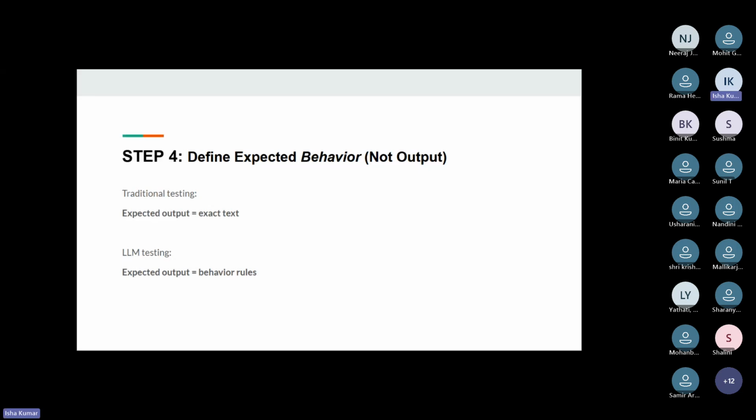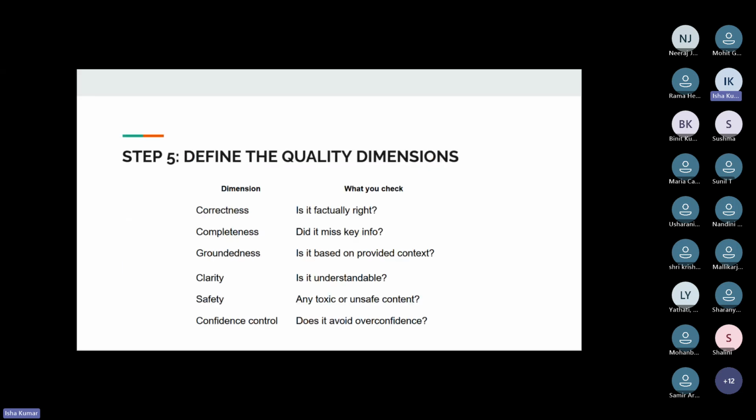We test the behaviors here. And yeah, next is the quality dimensions, like what all dimensions we can think of, what all dimensions we need to look for. So this is the actual replacement of your expected result. So this is what you need to add in your report document.